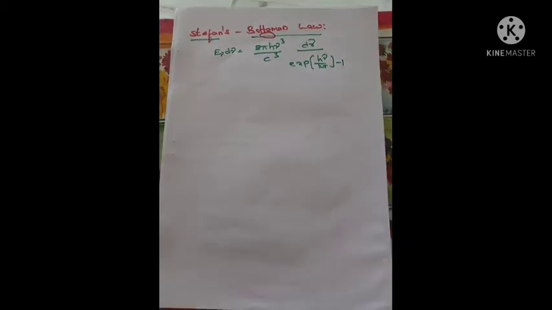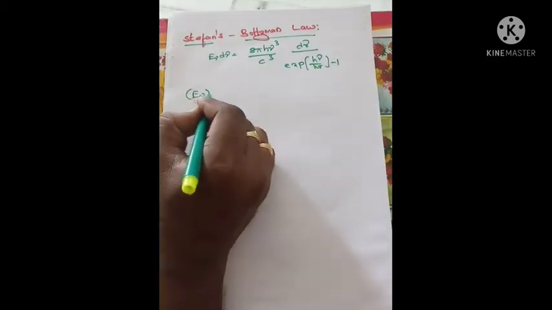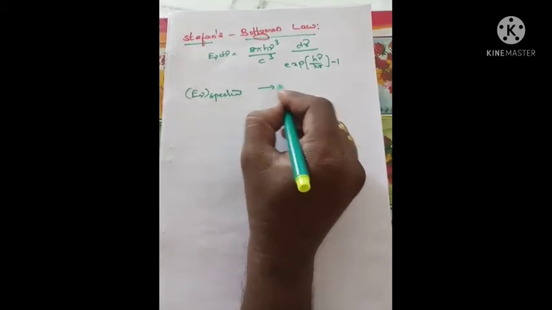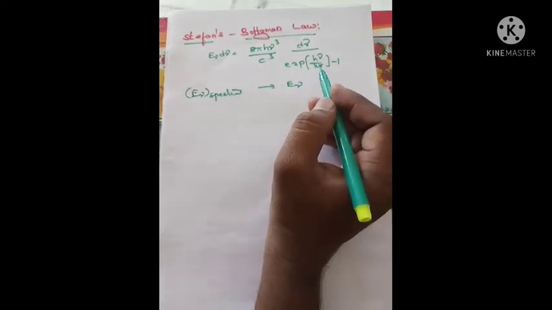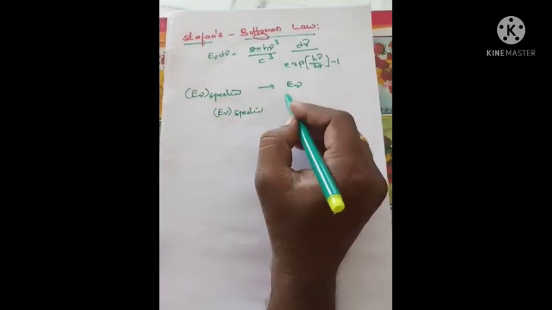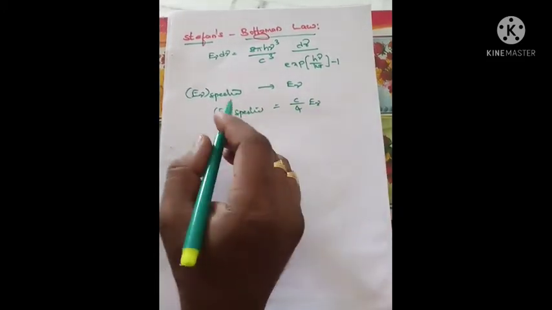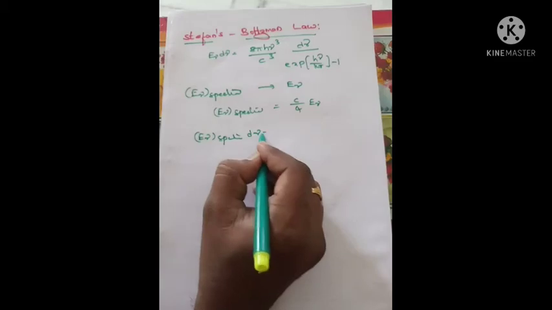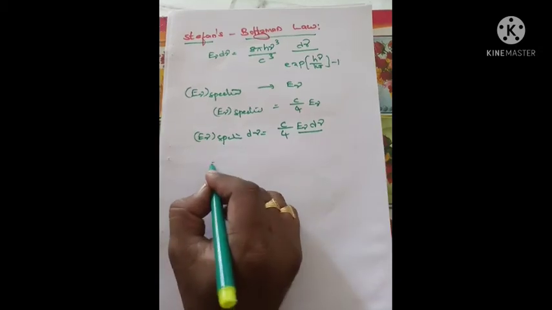Now the spectral intensity E nu is related to the energy density E nu, and that relation can be written as E nu spectral equals c by 4 E nu. Here E nu spectral d nu equals c by 4 E nu d nu. So what is E nu d nu? We know that one. Substitute in this equation.